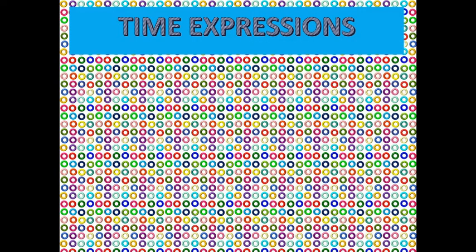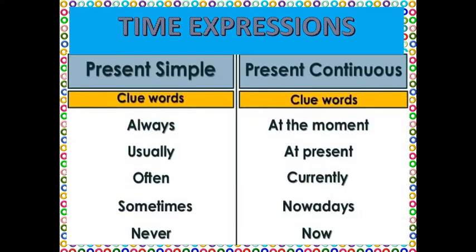Time expressions that we use to talk about both. So for the present simple, remember we can use the frequency adverbs like always, never, usually, often, sometimes, because that indicates a routine, okay? And to talk about the present continuous, we have at the moment, at present, currently, nowadays, now, okay? When talking about present continuous.